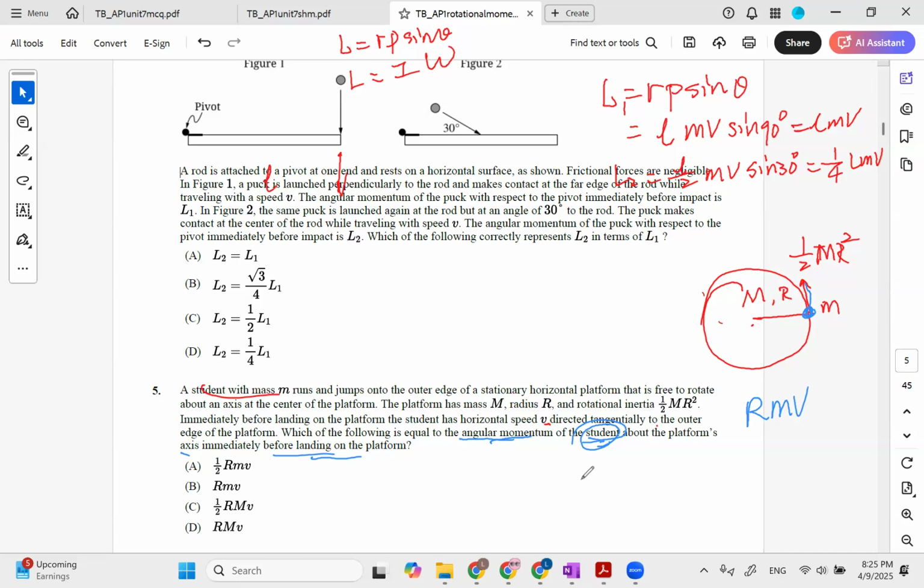I know in this question, there's another question that can be asked. Oh, can you find the final angular speed? Then if this is not rotating initially, right? If it's not rotating initially, then you use r m v. And then right now it will be half m r squared plus m r squared times omega. Then you can find the final angular speed too.